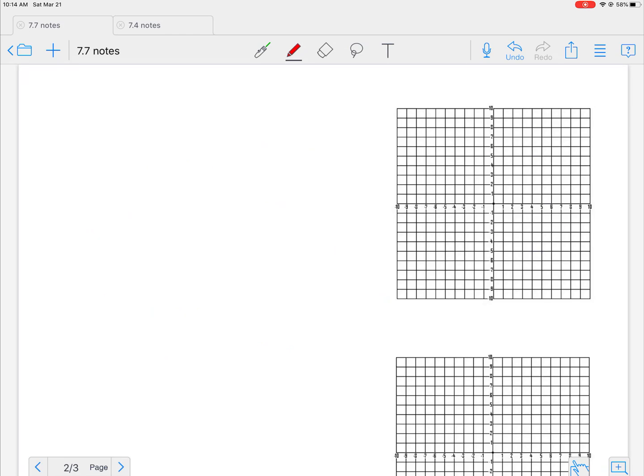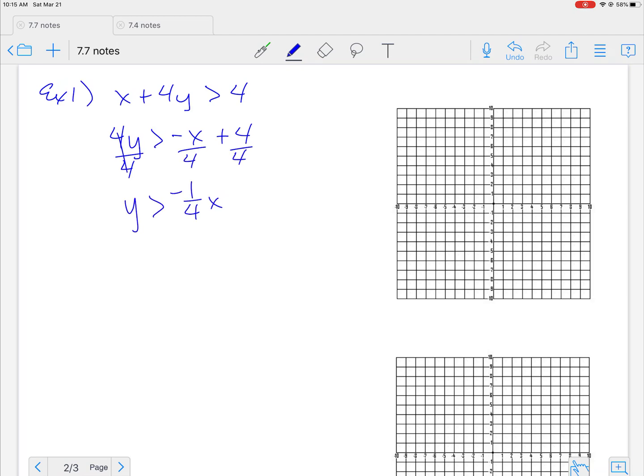So if we're going to graph this, then we have something along these lines. Here's example 1. x plus 4y is greater than 4. Now, I'm going to solve for y here. So I'm going to subtract x from both sides. I'm going to put that x closest to my symbol because I'm going to put these in mx plus b form. If I divide everything by 4, y is now greater than negative 1/4 x plus 1.